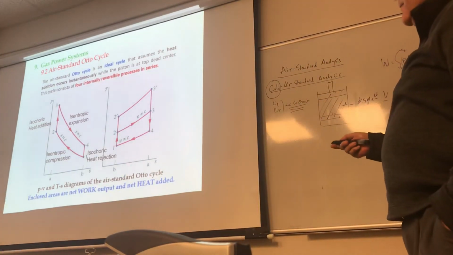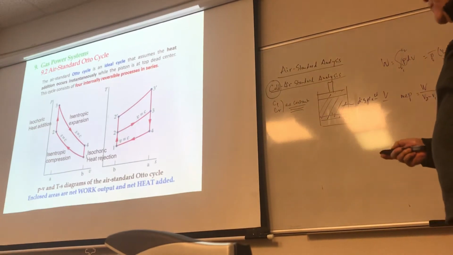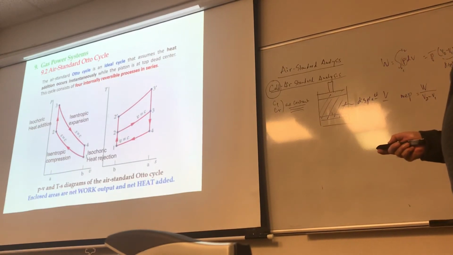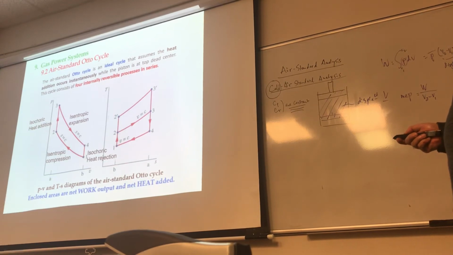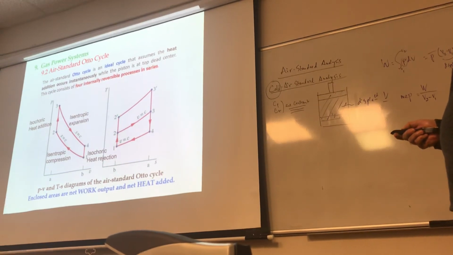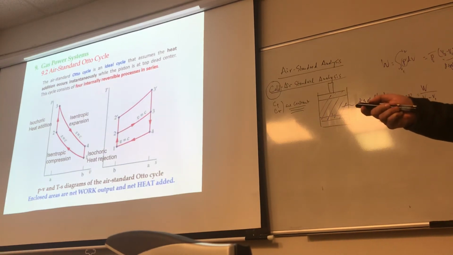So again, for the TS diagram, this is the air standard Otto cycle PV and TS diagram. State number 1 is at the bottom dead center. You go from 1 to 2 isentropically, right? That means we have to move up. 3 to 4 is isentropic. These are constant volume processes. Four internally reversible processes in series.